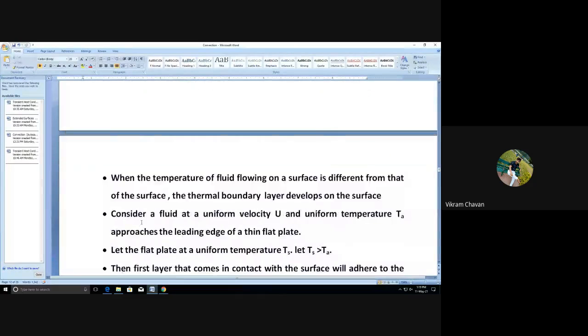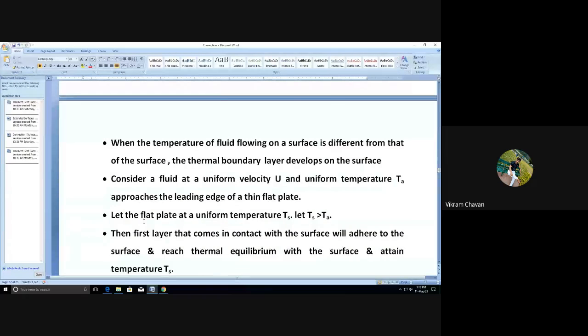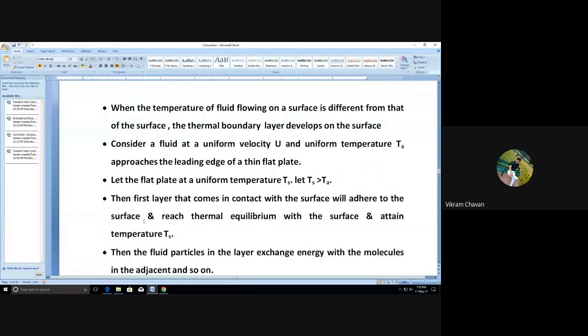Okay, so write down: when the temperature of a fluid flowing on a surface is different from that of the surface, the thermal boundary layer develops on the surface.